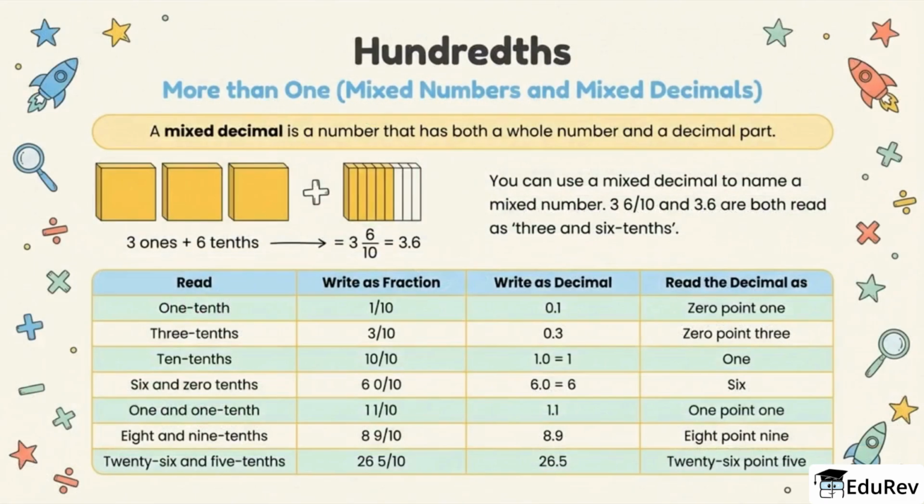Sometimes decimals include a whole number and a decimal part. We call these mixed decimals. For example, 3 and 6/10 is the same as 3.6, both read as 3 and 6/10. Here are a few useful conversions to remember. 1/10 is 0.1. 3/10 is 0.3. 10/10 equals 1. And mixed ones like 26.5 mean 26 and 5/10. Mixed decimals let us name numbers that are bigger than 1 while still showing parts.